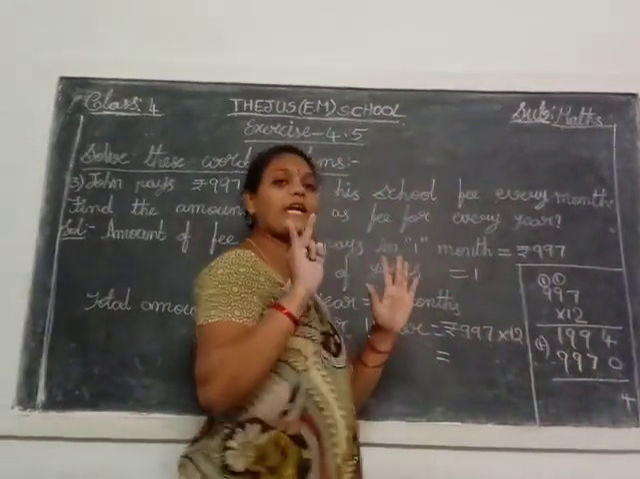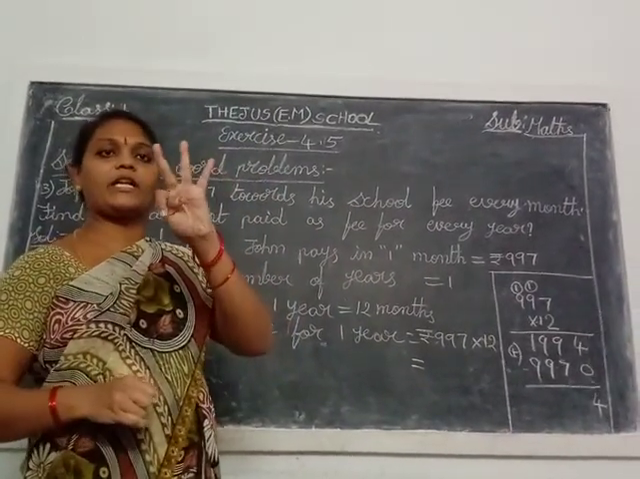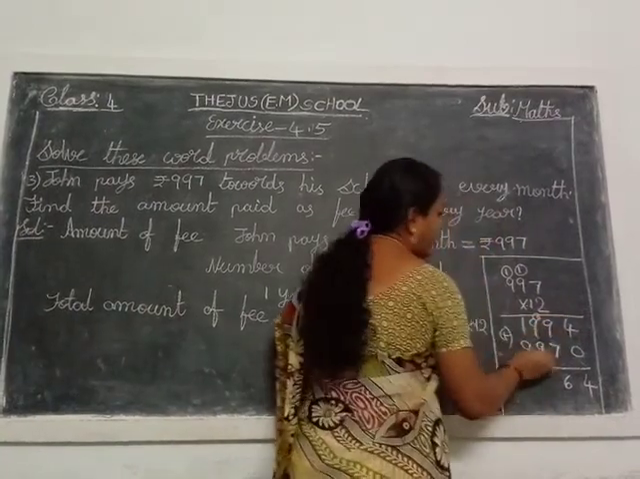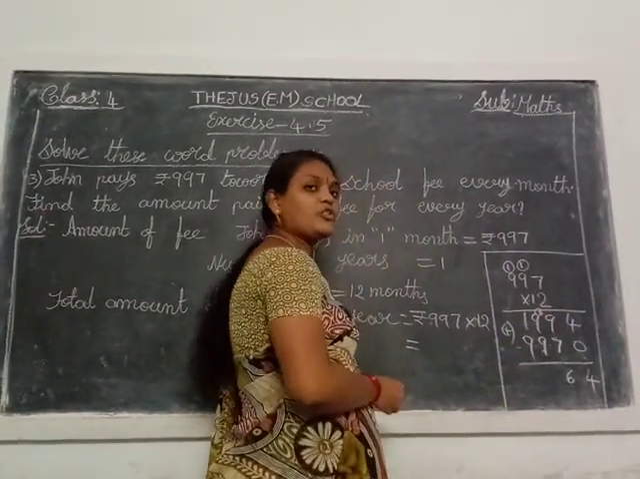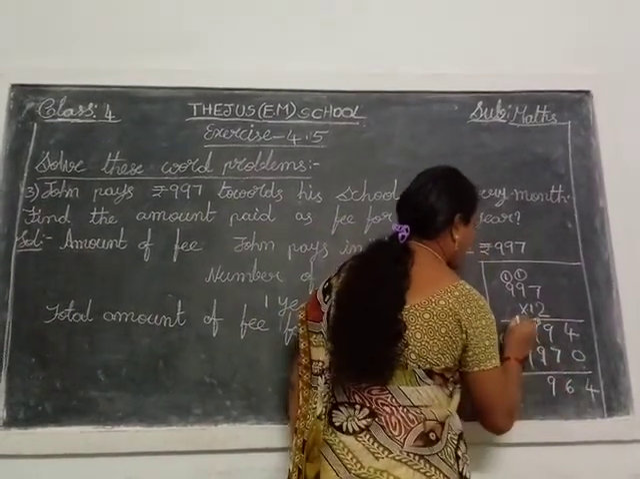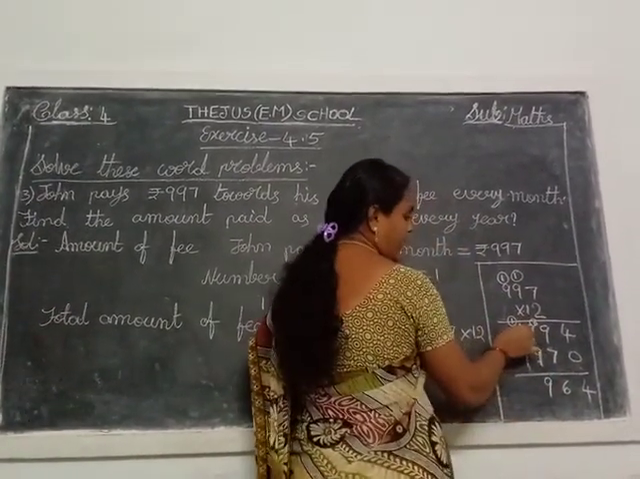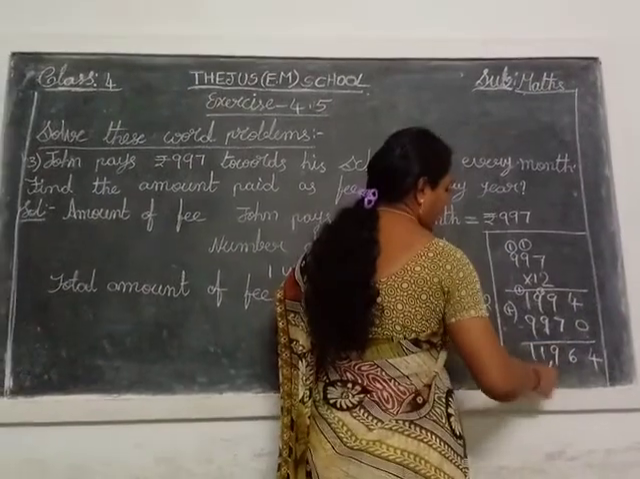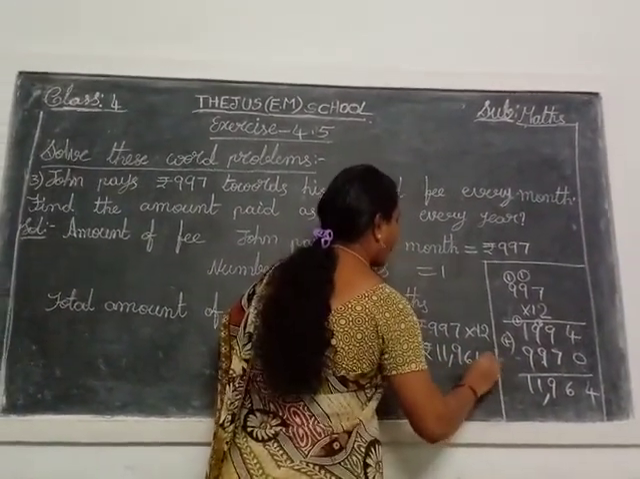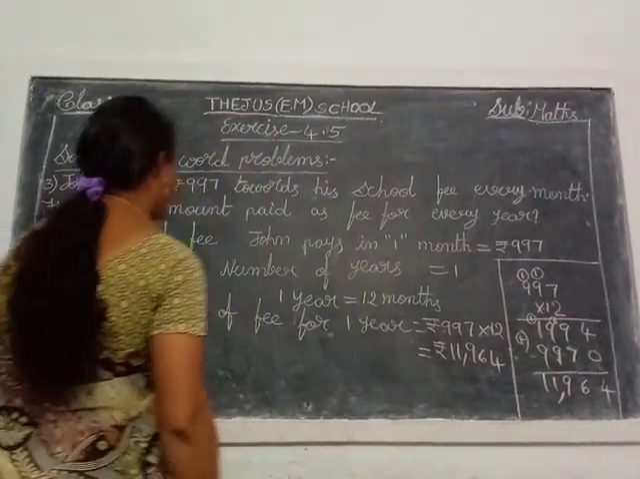Take 7 fingers, 9, after that 10, 11, 12, 13, 14, 15, 16. Double digit number, 6 and 1. How many nines are there? 2 nines. 2 nines are 18. 18 plus 1, 19. 9 plus 1, 10. 10 plus 1, 11. So totally 11,964 rupees he paid for every year.